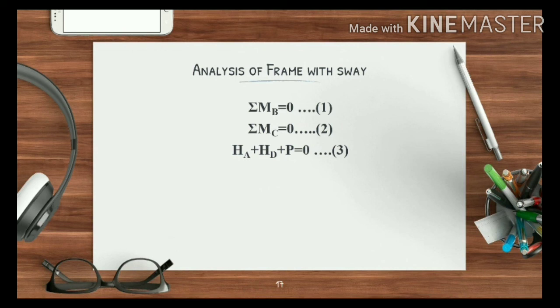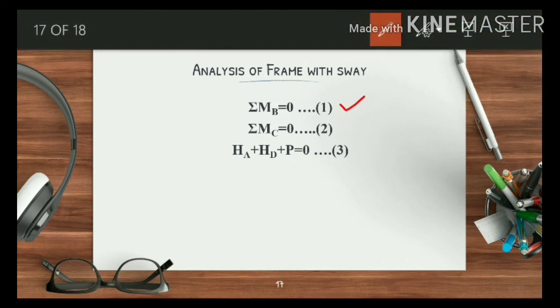The first equation is sigma MB equal to 0, which means MBA plus MBC equal to 0. MBA and MBC are written in terms of slope deflection equations, with theta B, theta C and delta as the unknowns. Similarly, sigma MC equal to 0 is the second equation. Here also theta B, theta C and delta are the unknowns. Sigma MC equal to 0 means MCB plus MCD equal to 0. Similarly, the third equation, the shear equation, is HA plus HD plus P equal to 0.